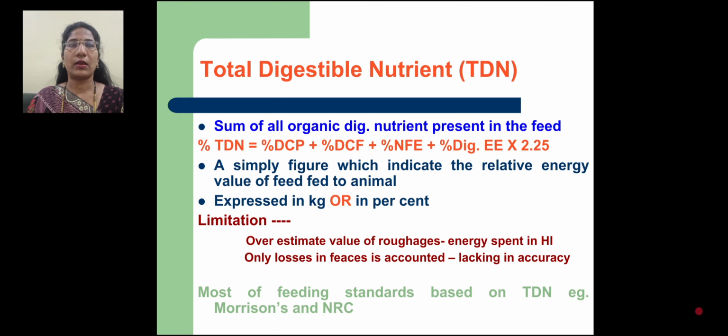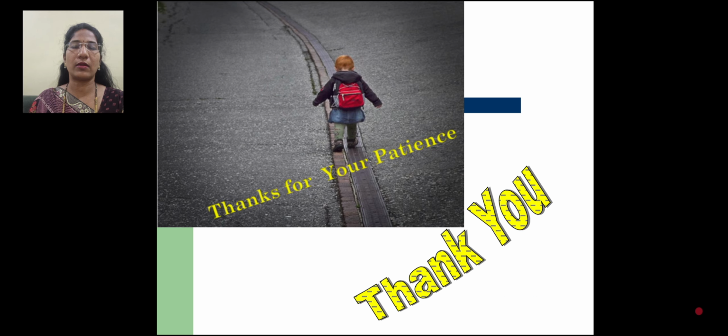TDN, or total digestible nutrient, has some limitations. Which are they? First, it overestimates the value of roughages, because the energy spent in heat increment and only the losses in feces are accounted for. There is some lack of accuracy. Still, most feeding standards are based on total digestible nutrients, for example the Morrison and NRC standards.